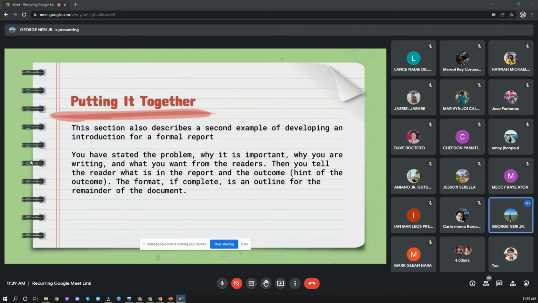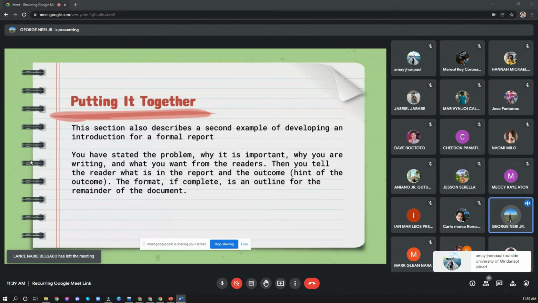putting it together. This section also describes a second example of developing an introduction for a formal report. You have stated the problem, why it is important, why you are writing, and what you want from the readers. Then you tell the reader what is in the report and hint at the outcome. So the format, if complete, is an outline for the remainder of the document.